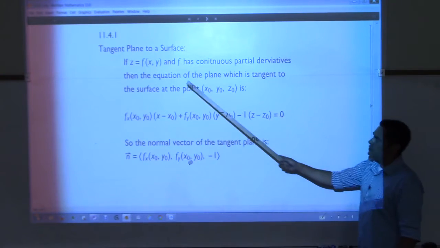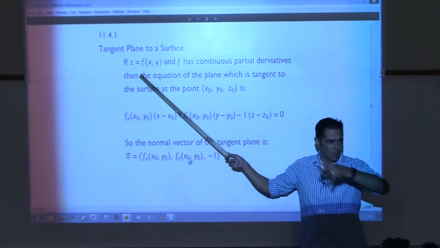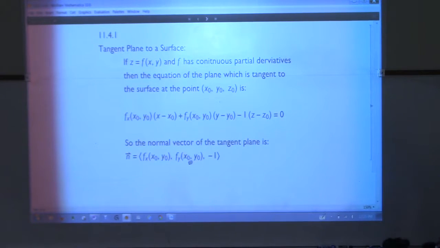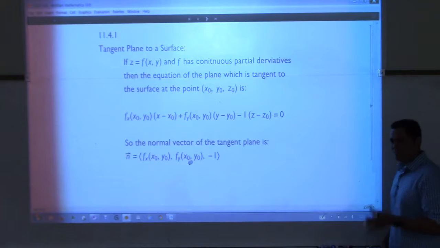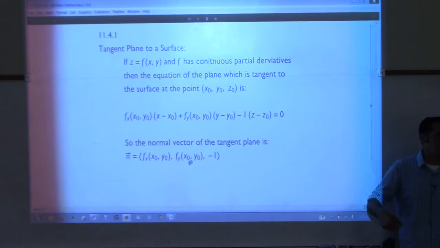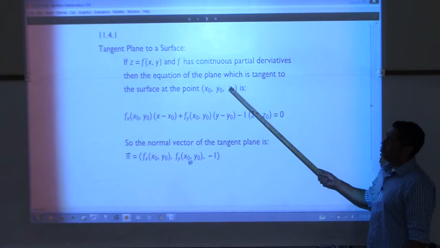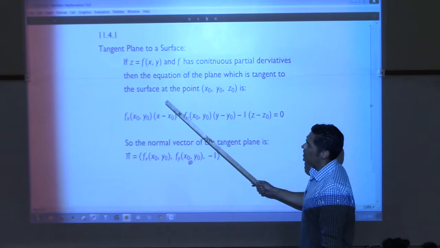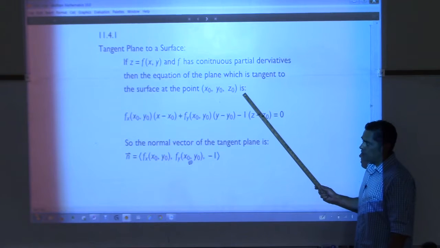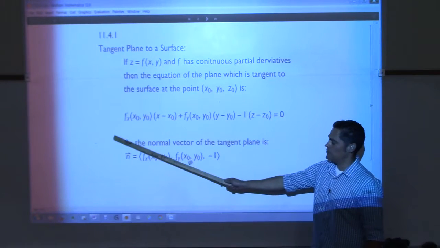If you have a function of two variables, which should be a surface, and that function has continuous partial derivatives, that means you can take the partial derivatives, and those partial derivatives are well defined. They don't have any crazy things happening to them. Then the equation of the plane, which is tangent to that surface, at the point x naught, y naught, z naught, is given by this.